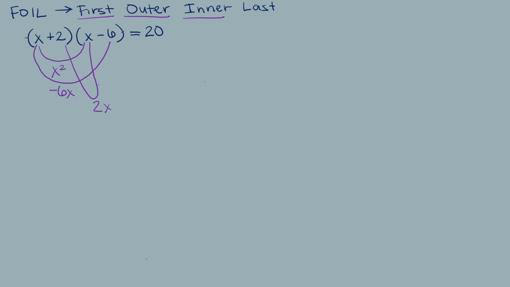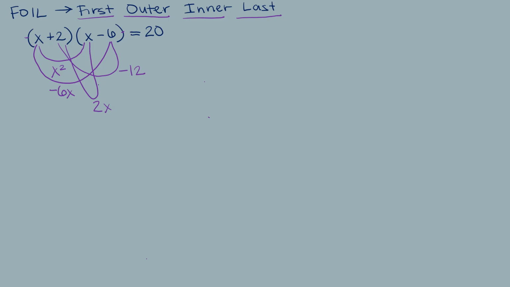And then now we're going to do last. So it's just the last placeholders that we have in these parentheses. So it's going to be this 2 and this negative 6. So it's going to be negative 12. So this looks messy, but that's just because I was trying to trace as we were working through.